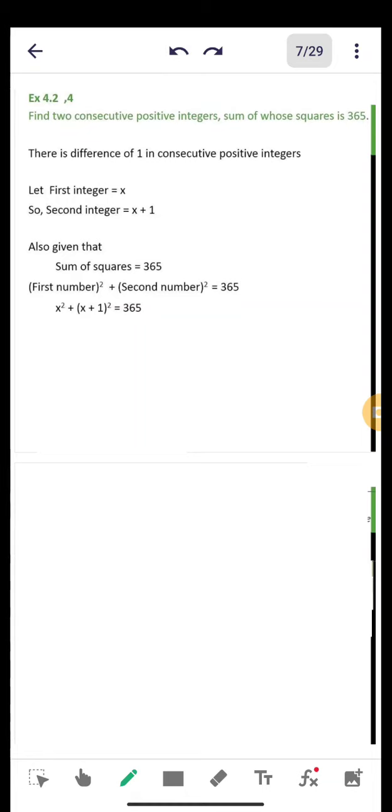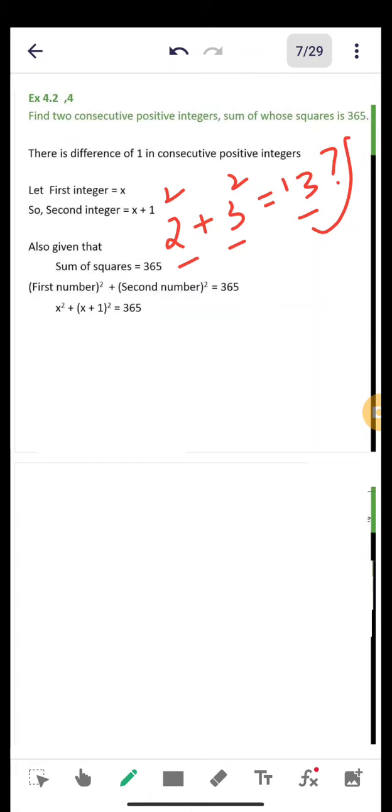Means there are two numbers. When you find the sum of the squares, like let the two numbers be 2 and 3. I'll square them and add them. What do I get? I get 4 plus 9. 4 plus 9 is 13. So like that there are two numbers. If we square them and add them, we get 365 here. So we need to find what are those numbers. For this question also we'll try to frame a quadratic equation and factorize it.